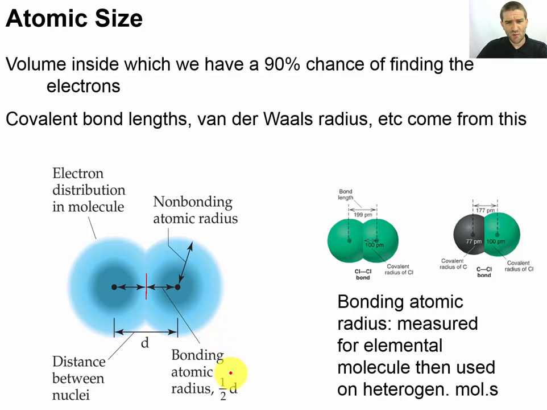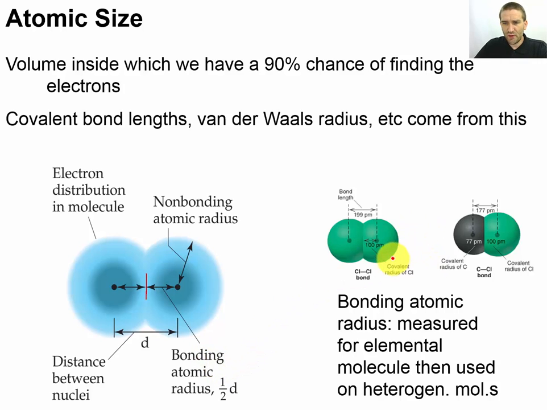Now to measure a bonding radius, what we do is we take a homogeneous diatomic molecule, that's going to have two of the same atom, homogeneous in other words. We can take the distance between the two and divide it in half, and that will become our atomic radius for each individual type of atom. So we'd have to do that over and over again.